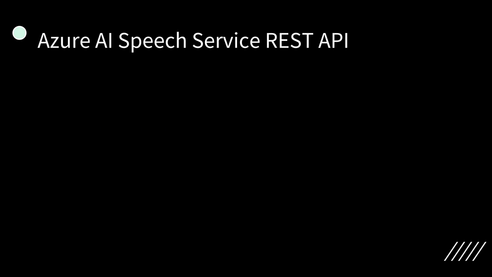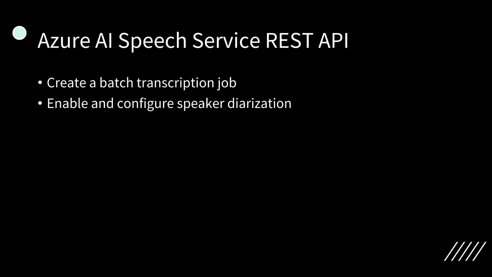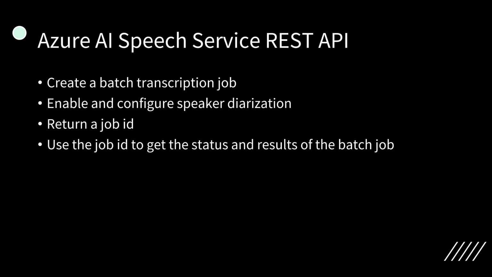In this video, we'll get started using the Azure AI Speech Service REST API to create a batch transcription job. And we'll see how to enable and configure speaker diarization. This will start the job and return a job ID. In later videos, we will use that ID to get the status and results of the batch job.